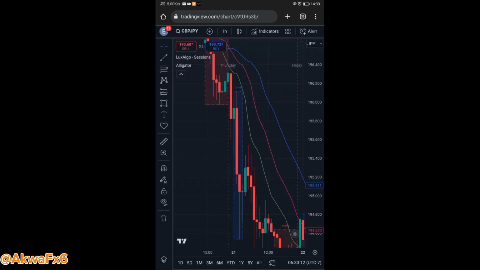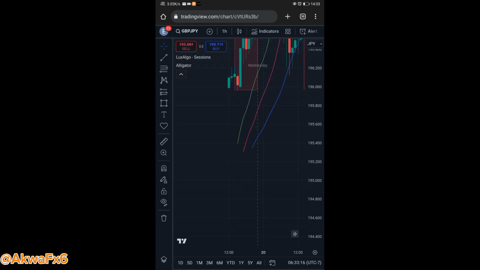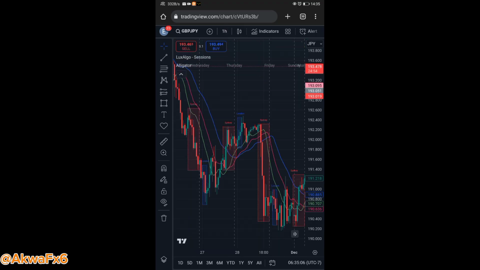So now we are on our 1 hour chart. The only thing we are looking at is a sell market. As we say, the trend of the market is very, very important. As you can see from here, the market was above this zone. This market was above the indicator.